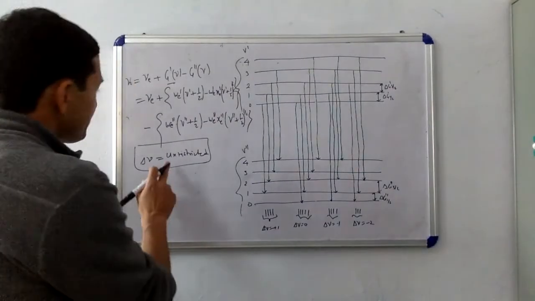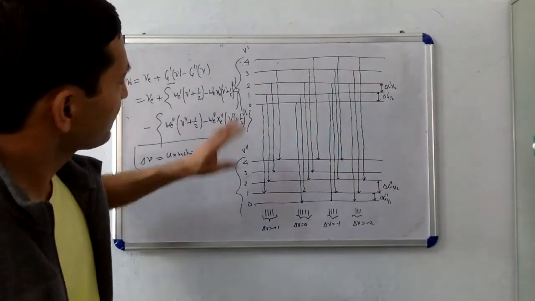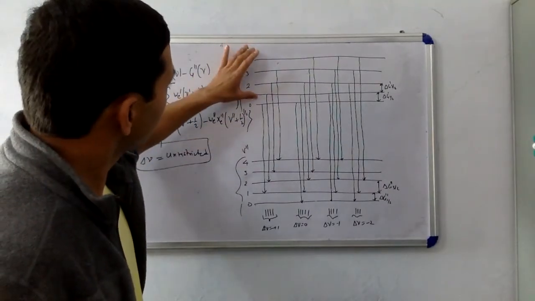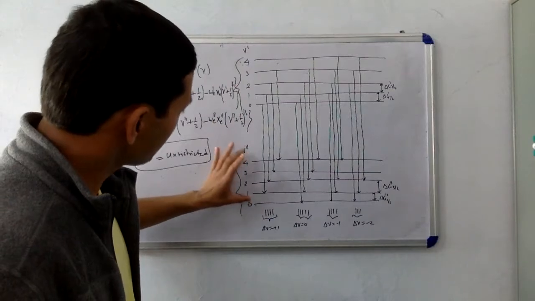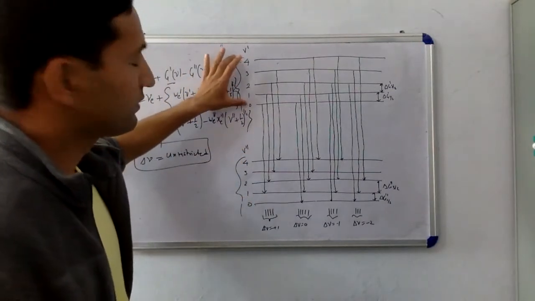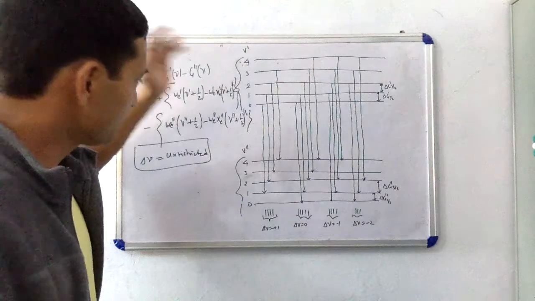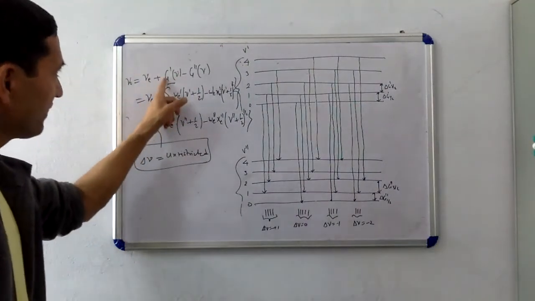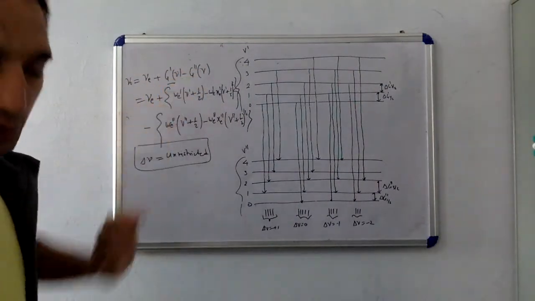Unrestricted means that the transition may take place from every level of the upper state to all the vibrational levels of the lower state. That is why G' may be higher than this one or lower than that one.